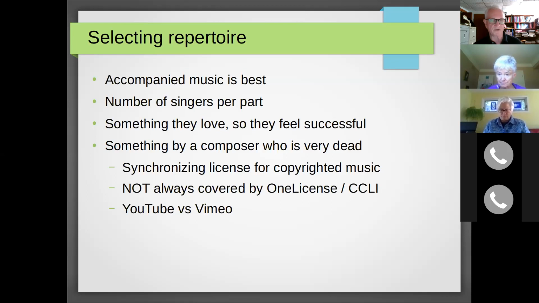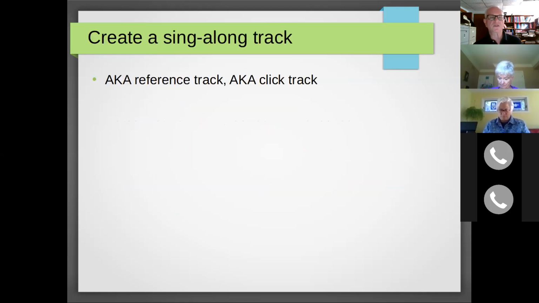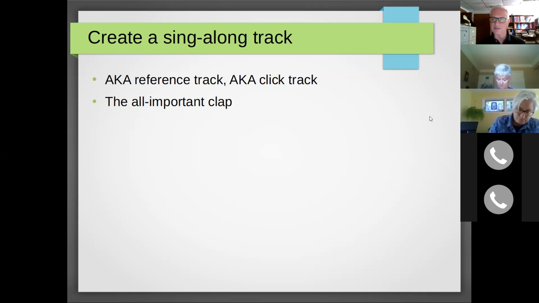So a lot of my public streaming stuff now goes on Vimeo. The first thing you need to do is create a sing-along track. It's also called a reference track or a click track. From the days when Hollywood orchestras would do this sort of thing, they'd create a click track that had metronome clicks in it, and then people would individually record their bit. Now, the very first thing you need is a clap. You need to get your singers to clap. And what this does, you'll see in a while, is it creates a spike in the audio that allows you to then line everybody up.